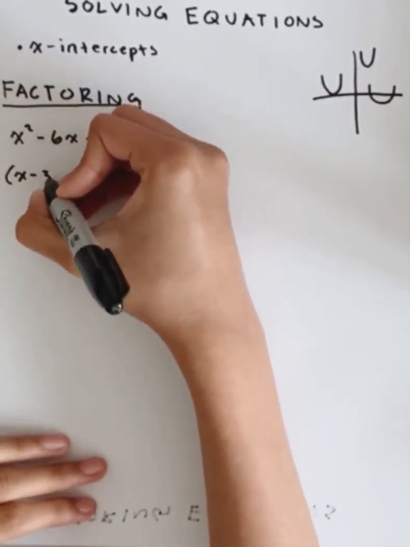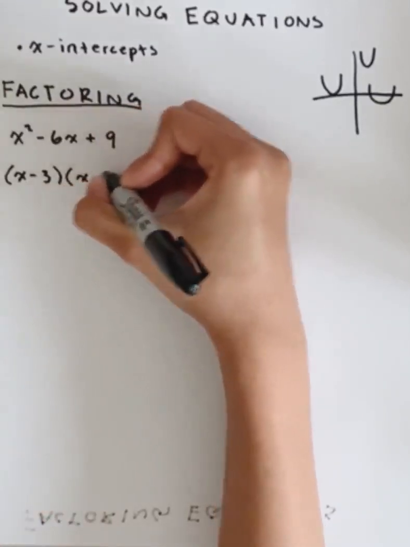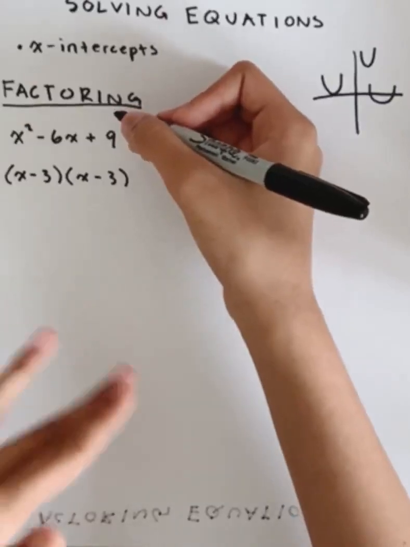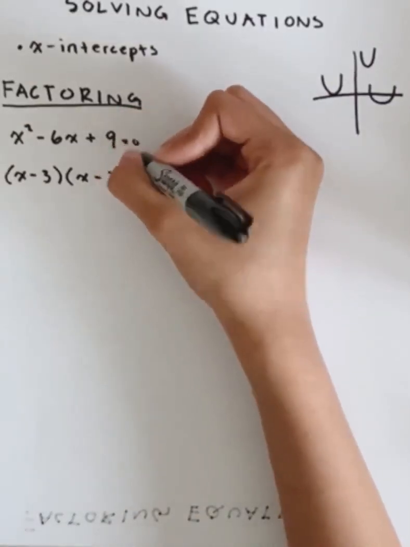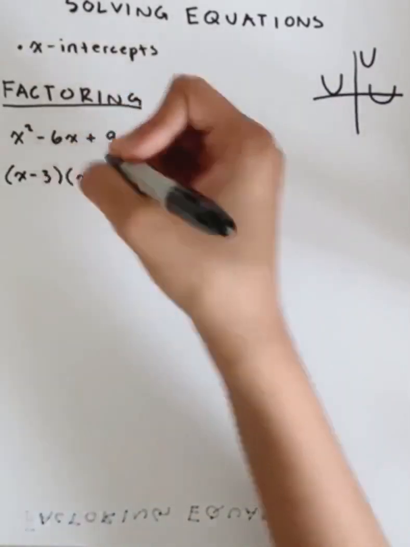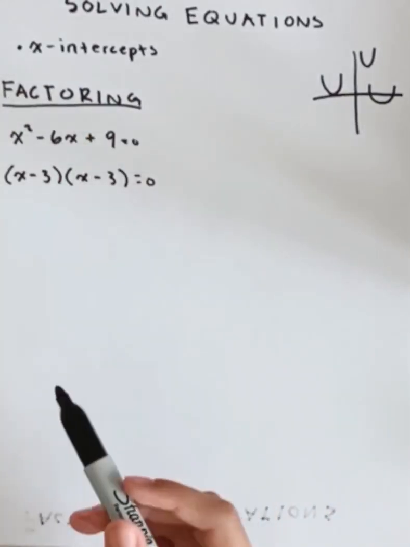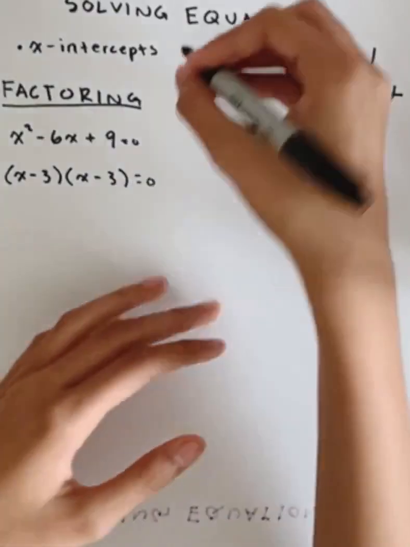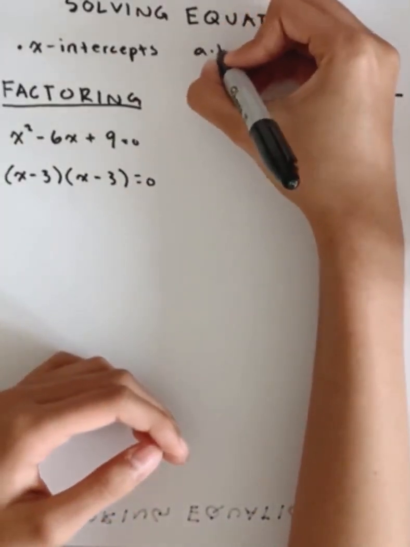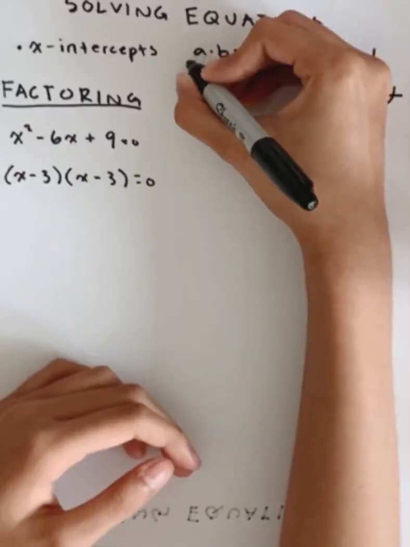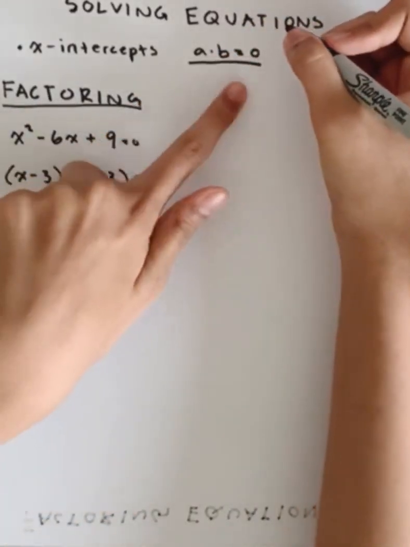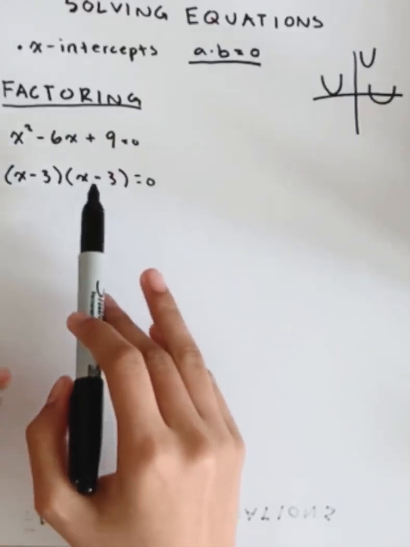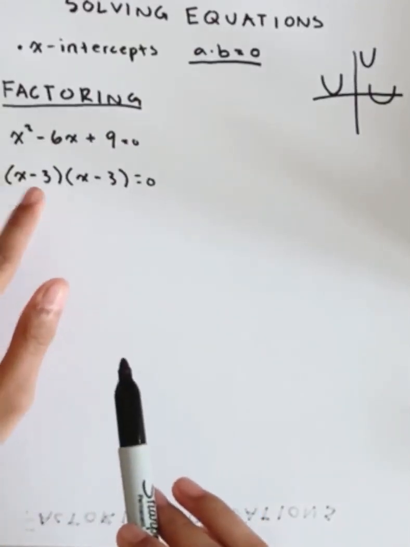x minus 3, squared. Go watch my other video if you did not understand how I did that. So that's our factored form, and just be sure it equals 0. Now here's a rule that you're going to want to remember. If A times B equals 0, either A or B has to be 0. So say we're labeling these A and B. Either this is 0 or this is 0.